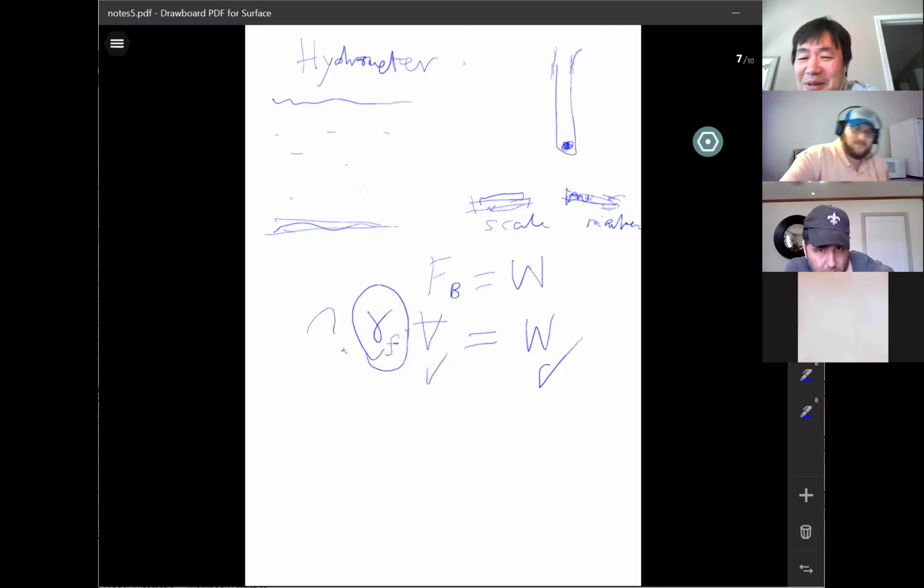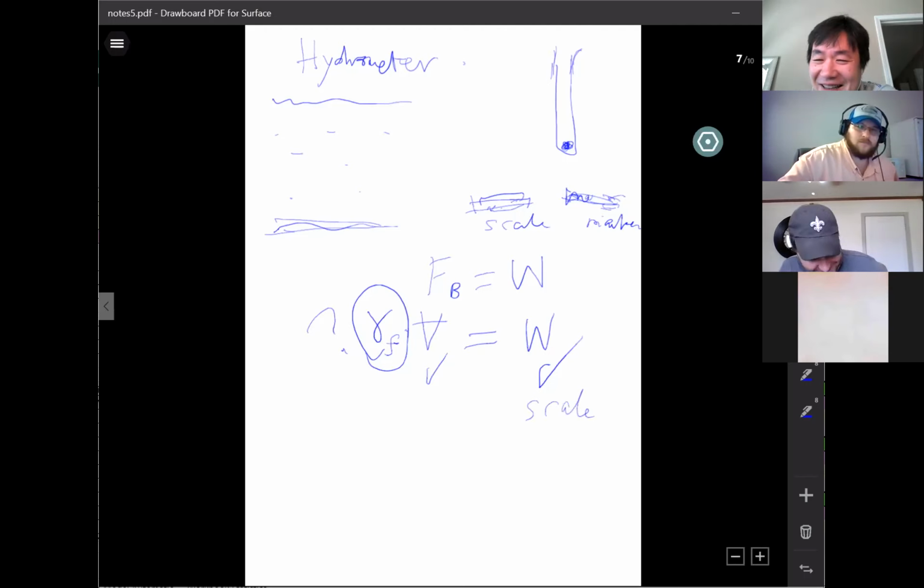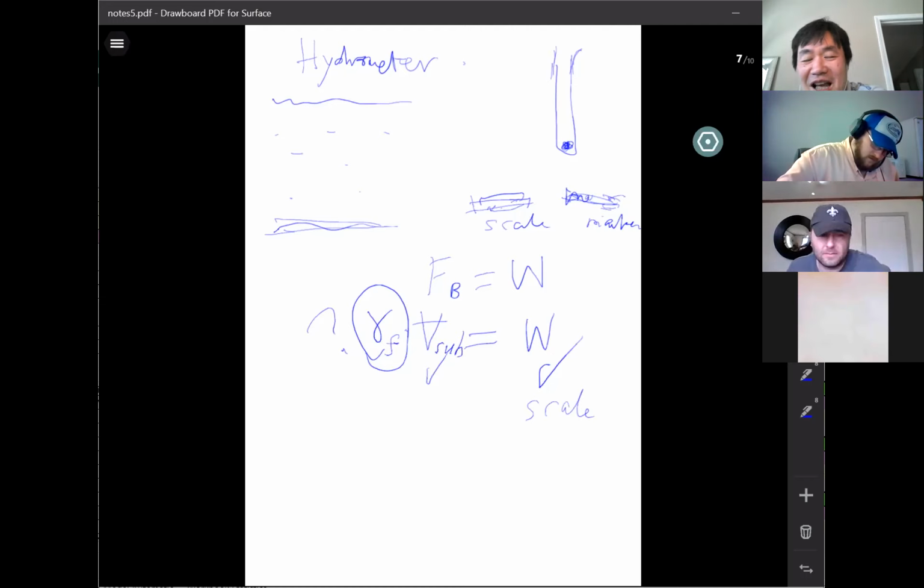Well, that's too obvious, right? Just use the scale to find out the weight of this object. So volume, then the rest of the thing is volume. I need to put a subscript here: volume submerged, right? It's not the entire volume of the object.